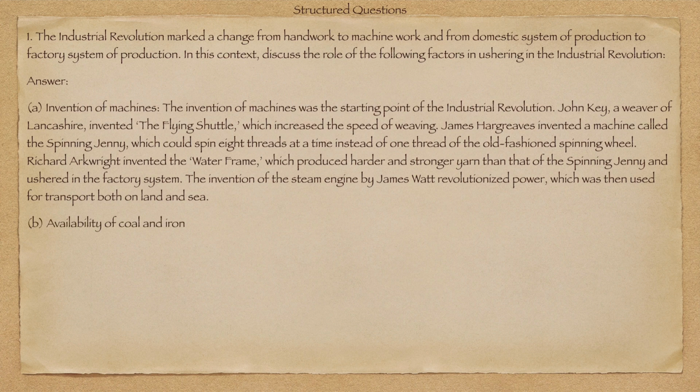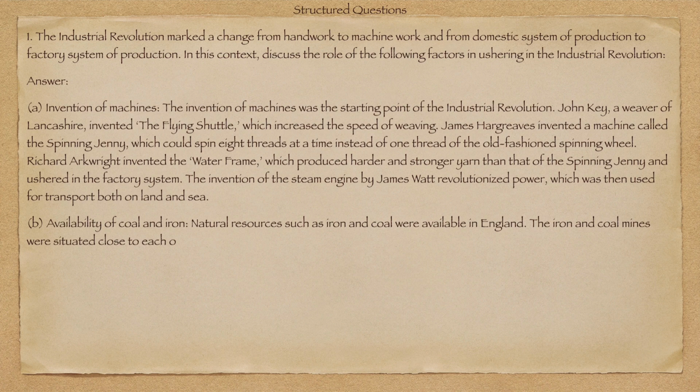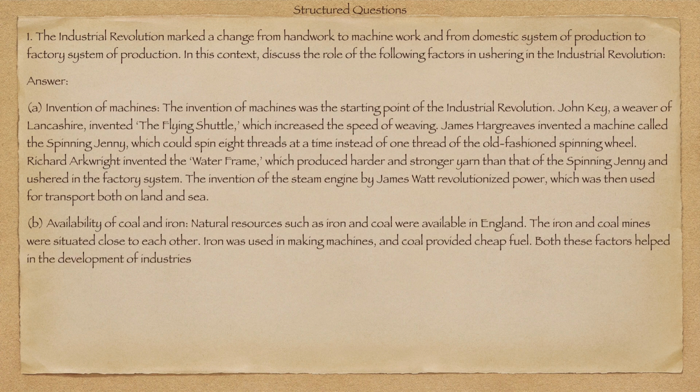B. Availability of coal and iron. Natural resources such as iron and coal were available in England. The iron and coal mines were situated close to each other. Iron was used in making machines, and coal provided cheap fuel. Both these factors helped in the development of industries, thus playing a significant role in ushering in the Industrial Revolution.